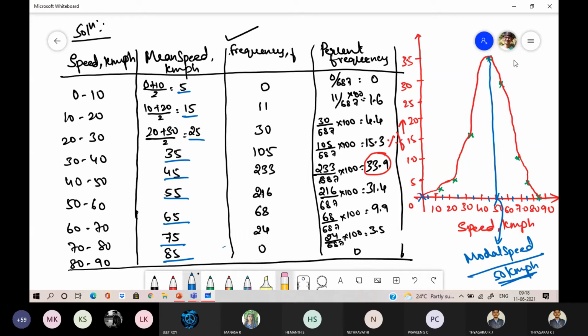So we can write the scale also. Scale: x-axis, 1 centimeter is equal to 10 kmph. Y-axis, 1 centimeter is equal to 5%. Is it clear how to get the graph? Is it clear, right? Yes, sir. It's clear, sir. Okay. Is it simple? Plotting the graph is very simple.